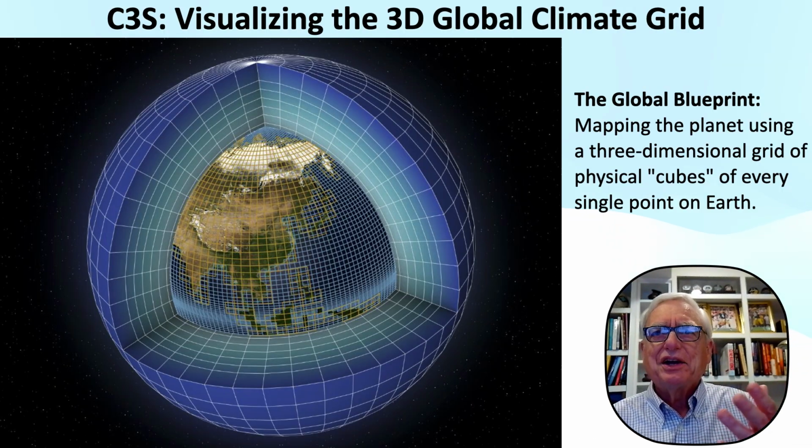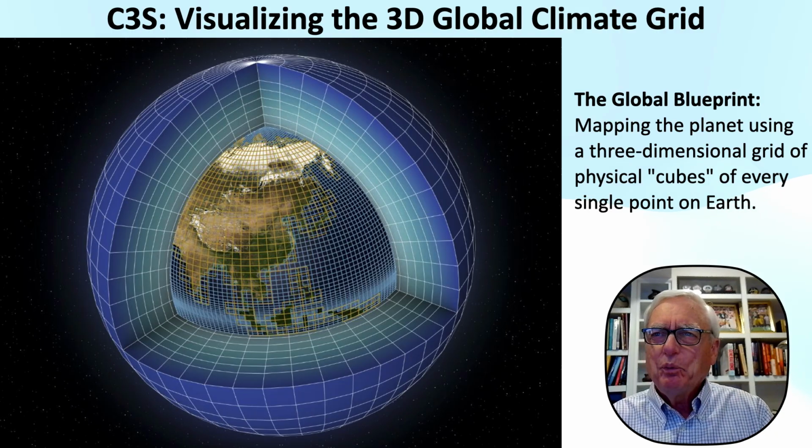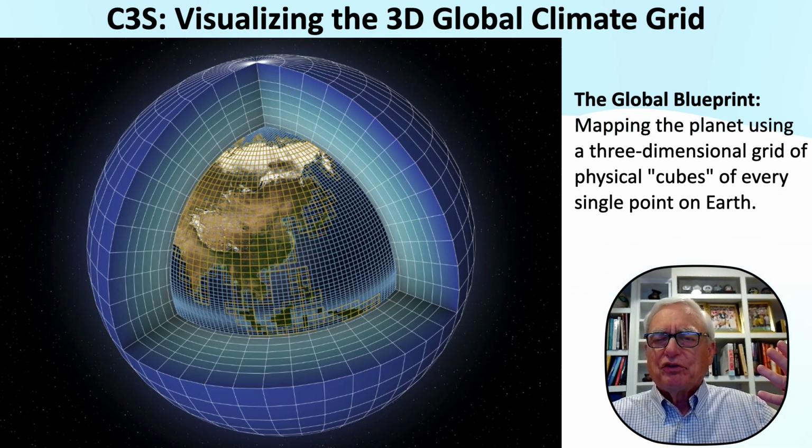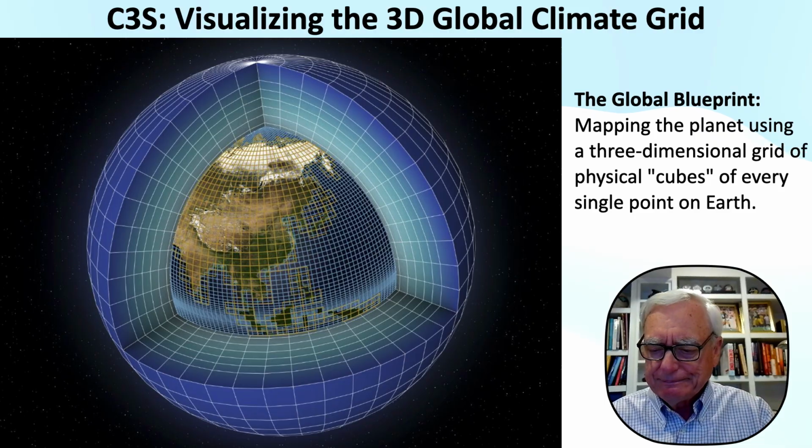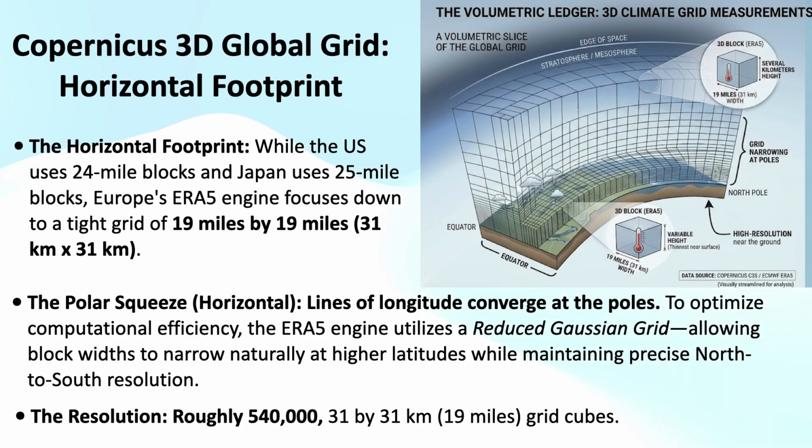Now, what you see here is a visualization of the 3D global grid. And what it does, it basically maps in a three-dimensional grid, every single point of Earth is now covered in this grid that not only covers the surface of the Earth, but goes up into the stratosphere. Now let's talk a little bit more about that. So the first thing you have is a horizontal footprint. And as you move from the equator to the poles, that would cover the horizontal grids.